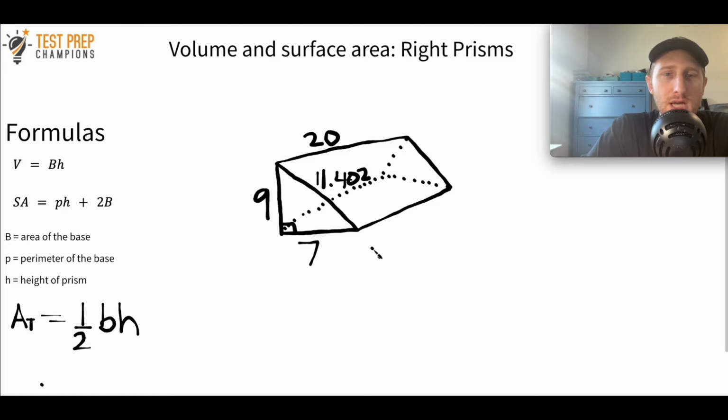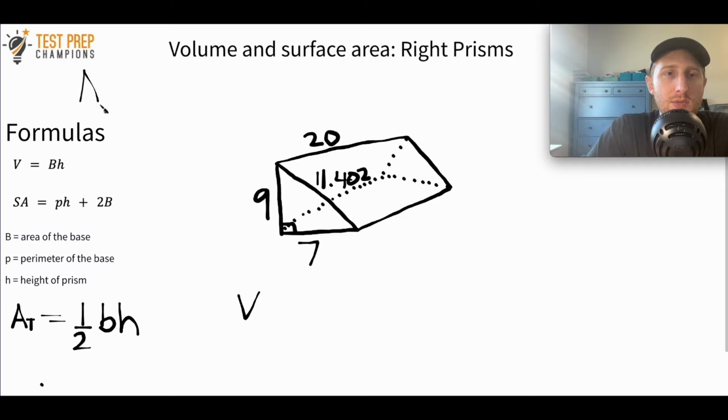Let me give you a chance now to try to calculate both the volume and the surface area for the right prism on screen. So let me give you a chance to pause the video and try this out now. Okay, so let's start off by calculating the volume. So the formula for the volume, it's the area of the base times the height of the prism. So let's start by calculating the area of the base.